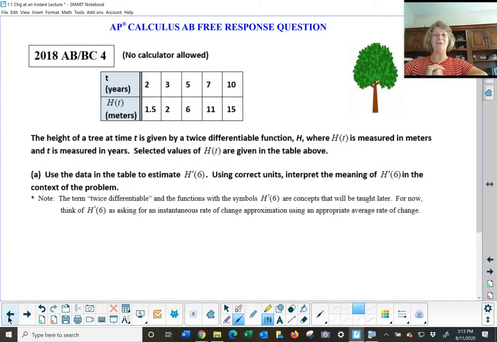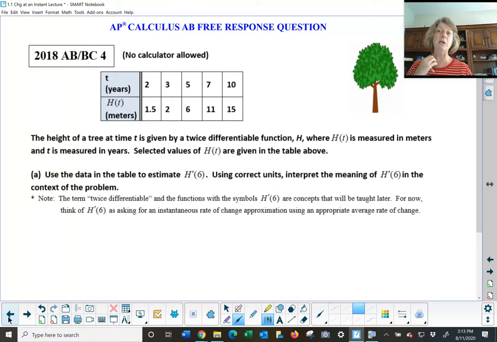Okay, so an AP question for you. From 2018, the AB question number 4 in the free response section, where you write out your answers, asks this. It says, the height of a tree at time t is given by a twice differentiable function h, where h of t is measured in meters and t is measured in years. Selected values of h of t are given in the table above. Part A, use the data in the table to estimate h prime of 6. That's notation you don't know yet, but you will soon. Using correct units, interpret the meaning of h prime of 6 in the context of the problem.